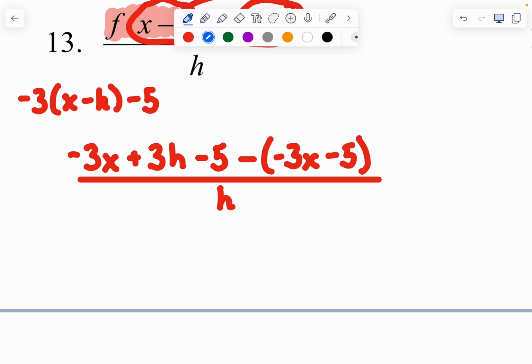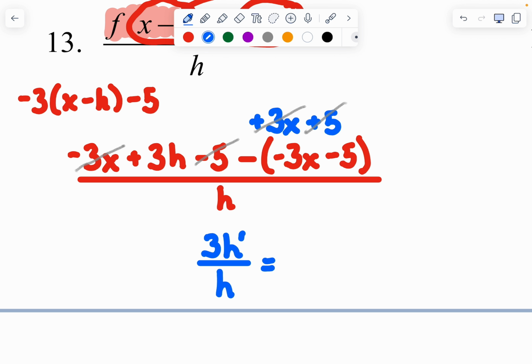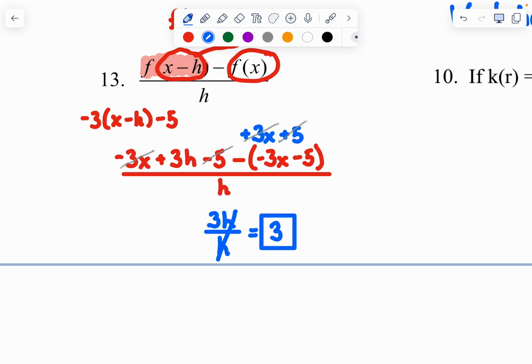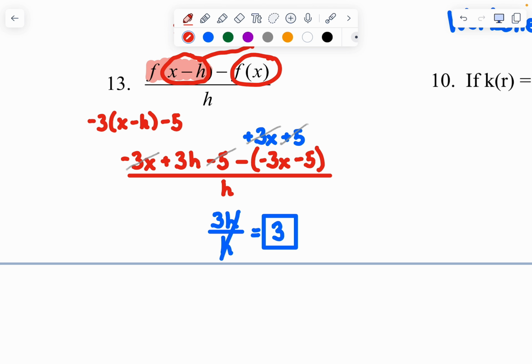Up here, I'm just going to do this so I don't have to rewrite this entire step. This is going to turn into a plus 3x. This is going to turn into a plus 5. And if you notice, this -3x and positive 3x will cancel each other out. This 5 and this minus 5 will cancel each other out. So what we end up with here is 3h over h. And then when you reduce those h's, you're just going to get a 3. And that's it. That is that problem. Pretty quickly. The actual notation's a little bit tricky.